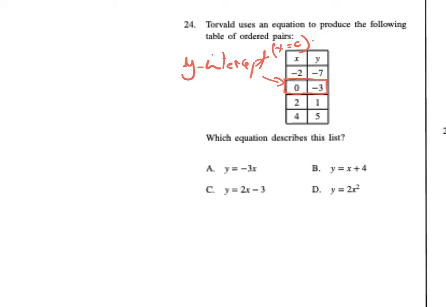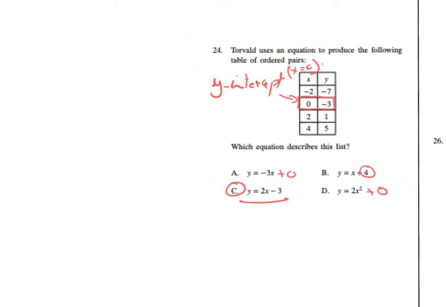A has no y-intercept at all because this is plus 0. The y-intercept of B is 4. The y-intercept of D is 0 also. So the only equation that has y-intercept -3 is this. So the answer will be C. That's one way. This is the quickest way to solve this question.